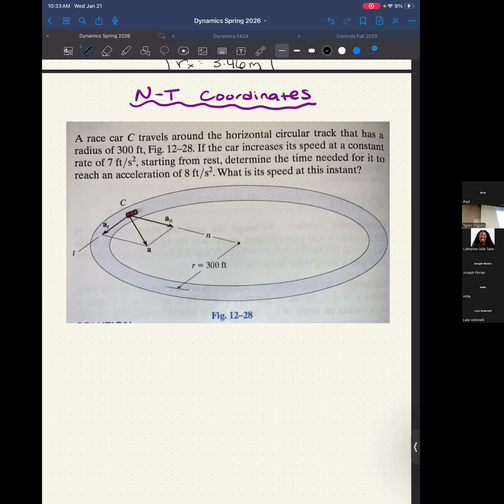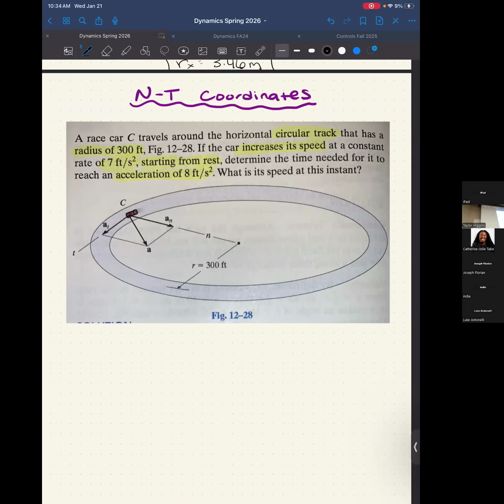A race car C travels around a horizontal circular track that has a radius of 300 feet. If the car increases its speed at a constant rate of 7 feet per second squared, starting from rest, determine the time needed for it to reach an acceleration of 8 feet per second squared. I'm going to highlight things that are standing out to me in the problem.